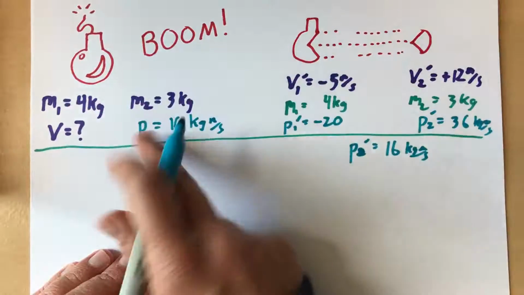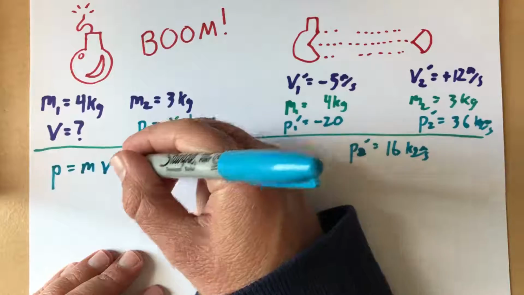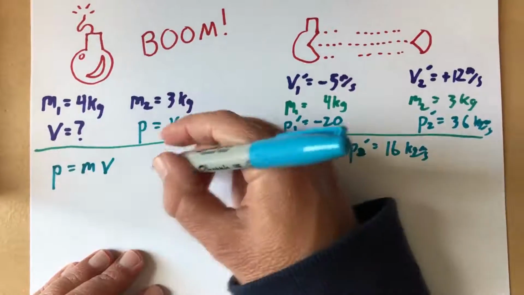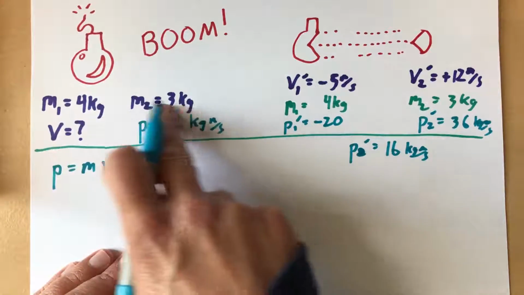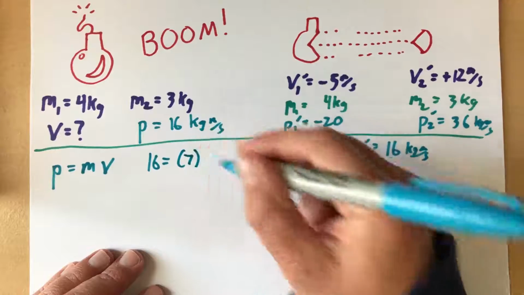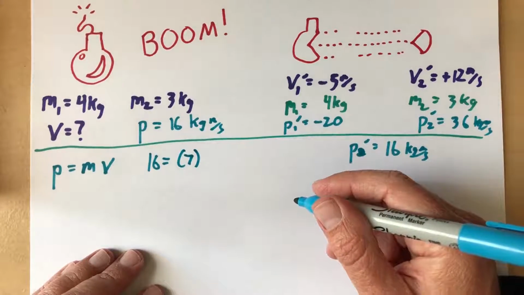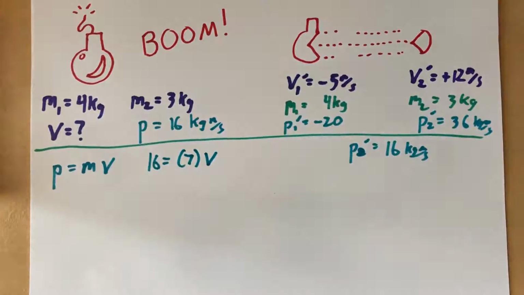So now you can set this up. If we know the momentum and we know momentum is mass times velocity, we can figure this out. So plugging in here, we got a momentum of 16. Now what's the mass? These two things are moving together, so I'm going to think of them as having one mass of 7. And then that is going to be times the velocity in the beginning.